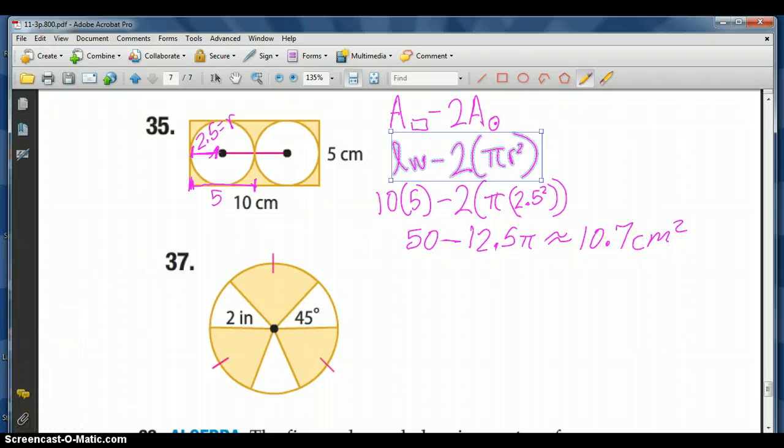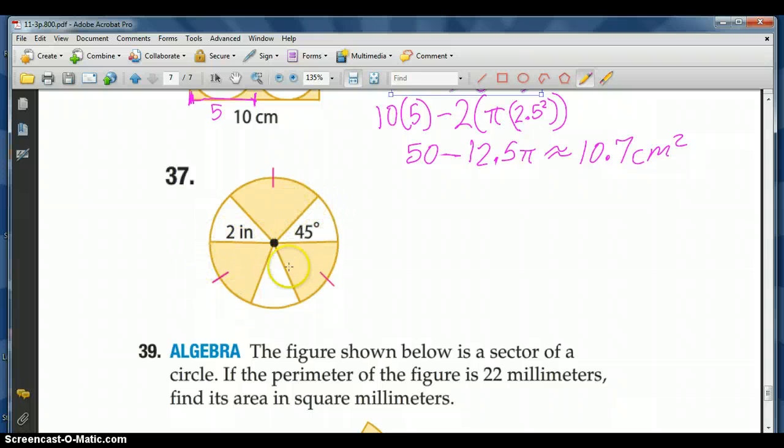square centimeters. For number 37, our total area of the shaded part would be the area of the entire circle minus, we have 3 congruent white sectors here. So I would just subtract 3 of the white sectors. So the area of the circle is pi r squared. Our radius is 2 inches. So we have 3 of these white sectors.